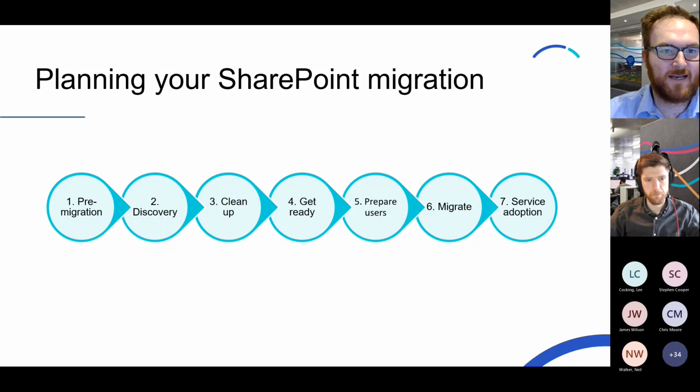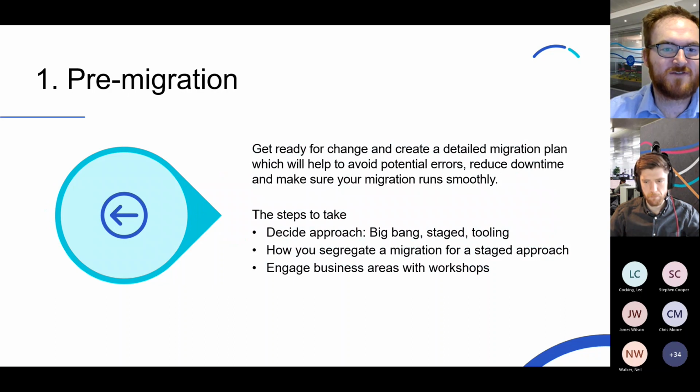So planning your migration, then, there's quite a few steps, 1 to 7. Migration is only one part of this. First of all, you've got the pre-migration. This is the pre-planning stage. You've got quite a few different approaches. A big bang, taking everything over at once, can be a bit difficult, especially with user adoption. Taking a staged approach, e.g. department by department, and then obviously look at your tooling, which we just had a look at.